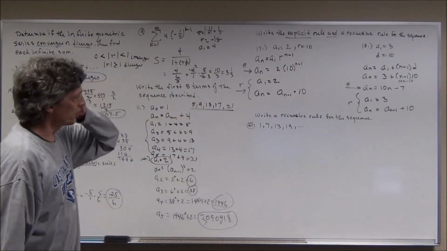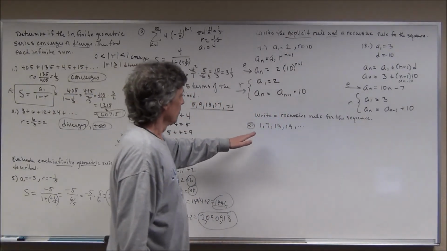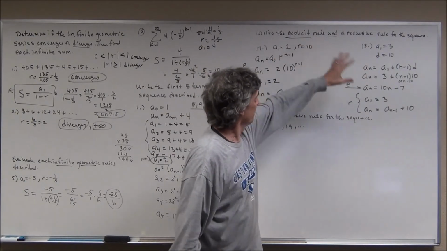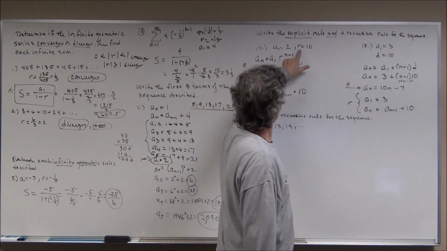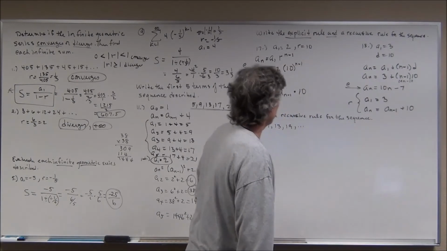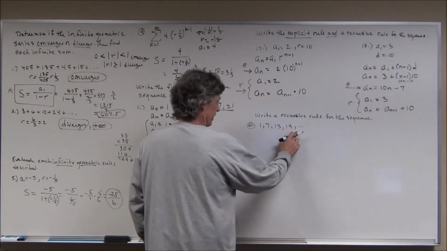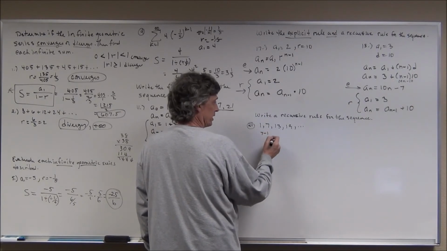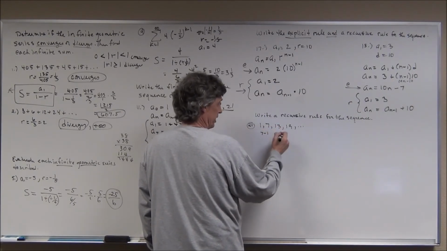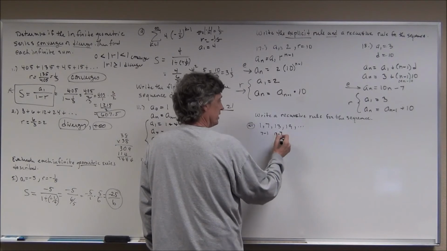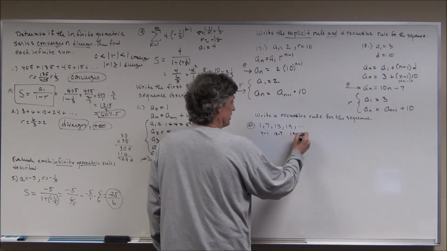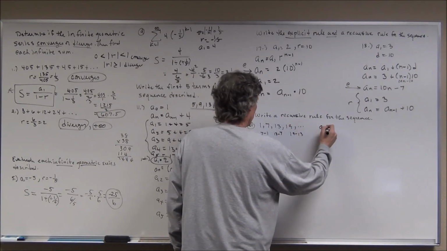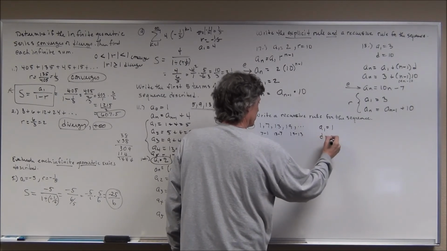Then it says, write a recursive rule for the sequence. Well, they gave you the sequence, but they didn't give you information like is it geometric or is it arithmetic. But you can see it's arithmetic because it has a common difference. Look, second one minus first one, 6. Third one minus second one, 6. 19 minus 13, 6. So my first term is 1 and my common difference is 6.